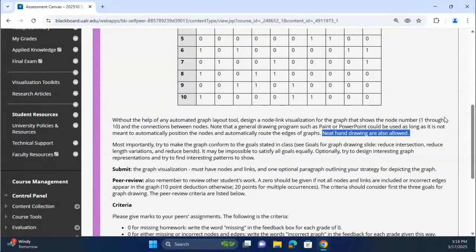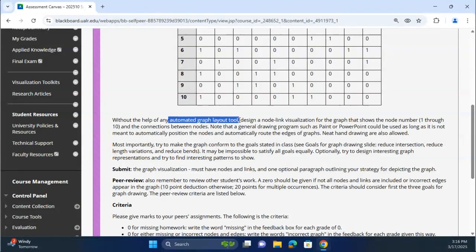What's not allowed is automated graph layout tools. By that, I mean there are some programs, and people try to write them, and I think they have their own conference every year. They get better and better. But there are programs out there that would draw the graph.